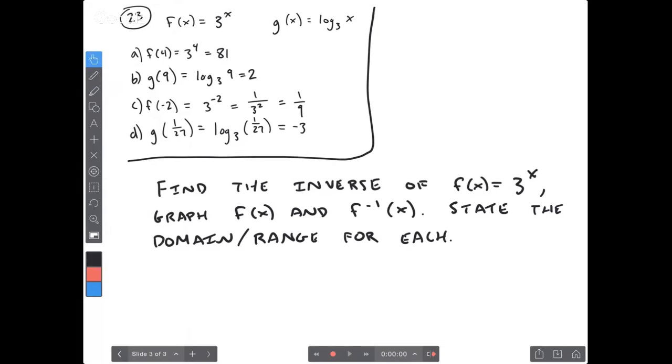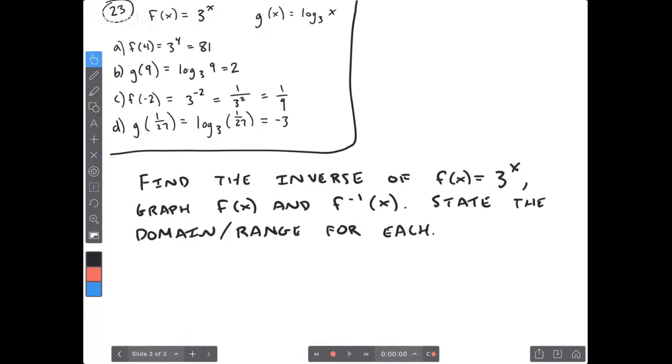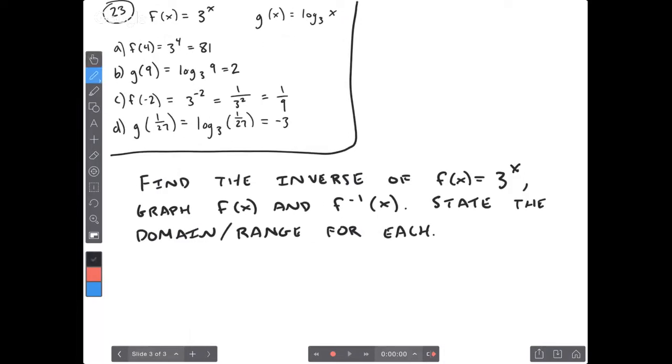So in order to do that, we would say if f of x equals 3 to the x, then I want to say y equals 3 to the x. Then I'm going to switch the x and y, so x equals 3 to the y, and solve for y. y equals log base 3 of x. That's the inverse function.